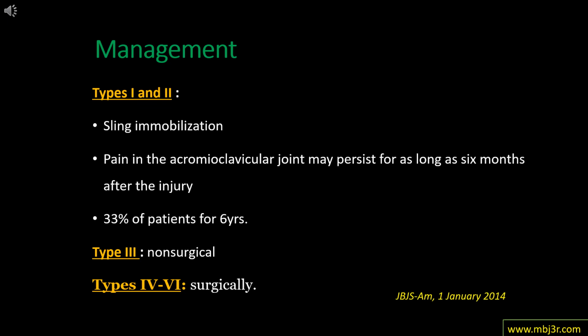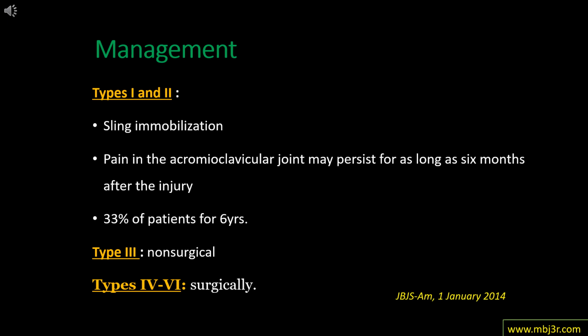Treatment of AC joint injuries. Type 1 and type 2 are treated with a conservative method: sling immobilization and some pain medications, but pain of the AC joint injuries persists as long as 6 months after injury. You have to convince the patients, and in some patients, almost 33%, one-third of the patients, pain persists for up to almost 6 years. The counseling of the patient is very important.